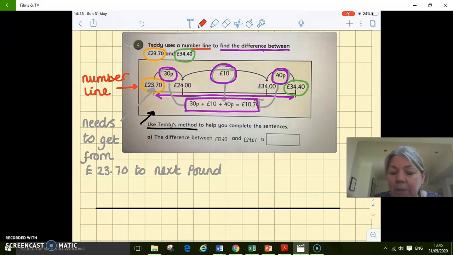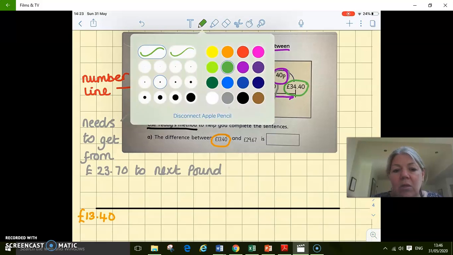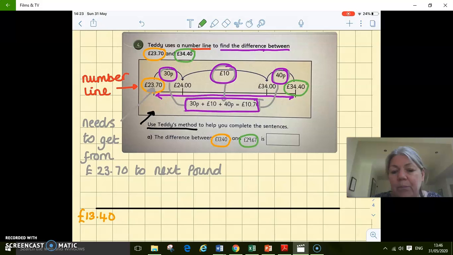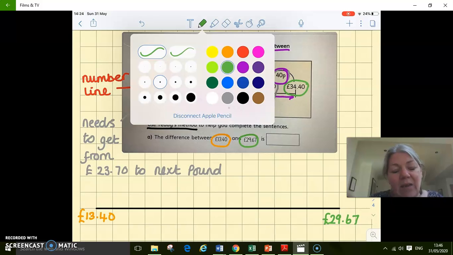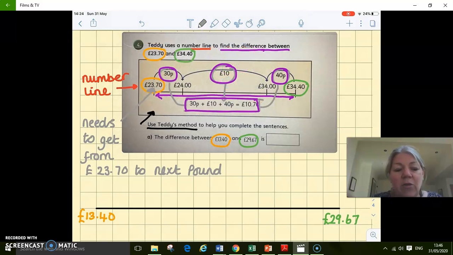Here's my number line, nice ruler. And I'm going to start with finding the difference between £13.40, the lowest amount, and £29.67. And I'm going to put that at the end of my number line because that's where I've got to get to. So I've got to start at £13.40. I've got to get to £29.67 using Teddy's method. How do I get there?